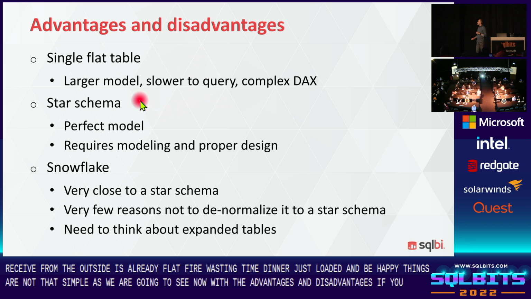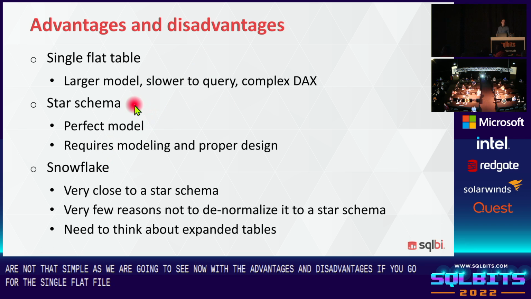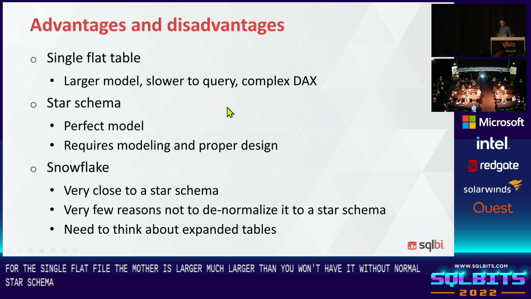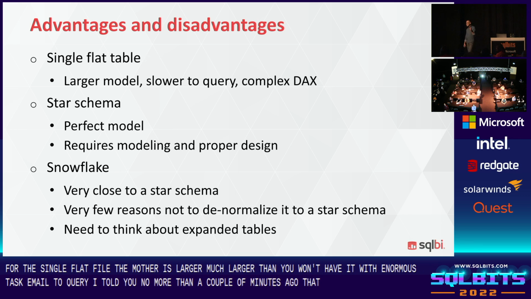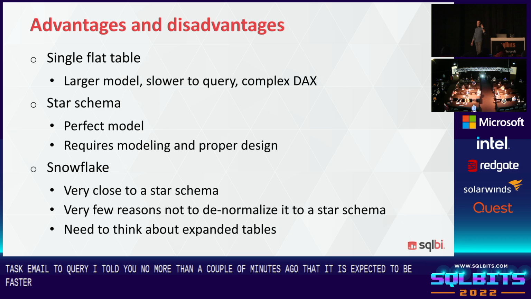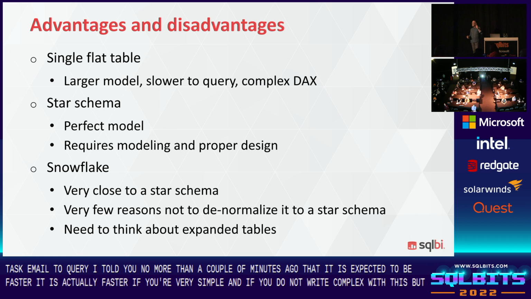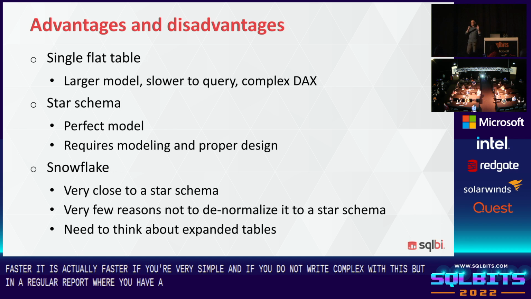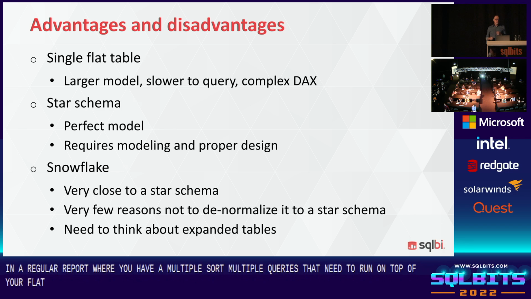If you go for the single flat file, the model is larger, much larger than you would have with a normal star schema. It's slower to query. Even though I told you no more than a couple of minutes ago that it is expected to be faster, it is actually faster if you run very simple queries and do not write complex queries. But in a regular report where you have multiple queries that need to run on top of your flat file, the queries end up being actually slower.